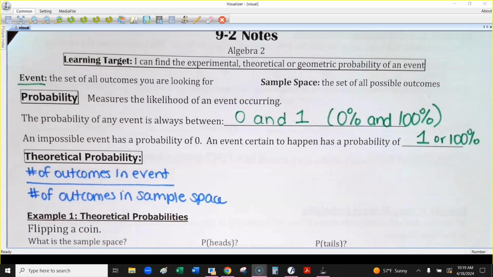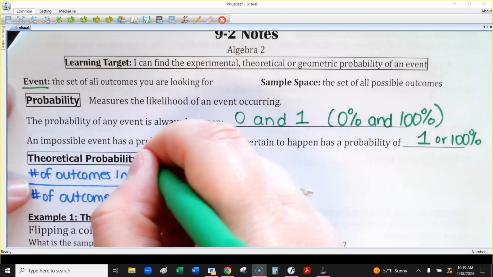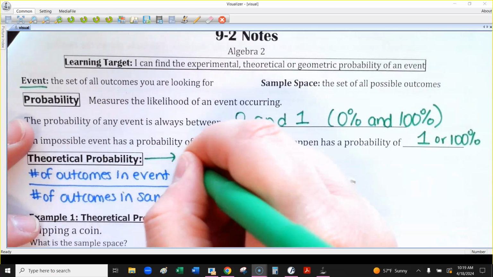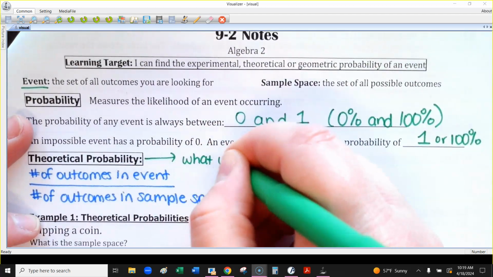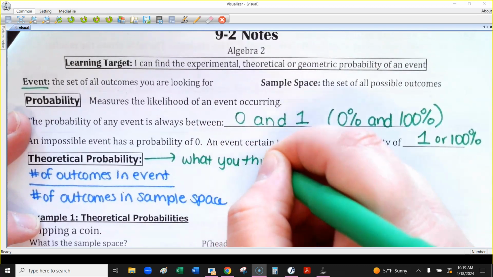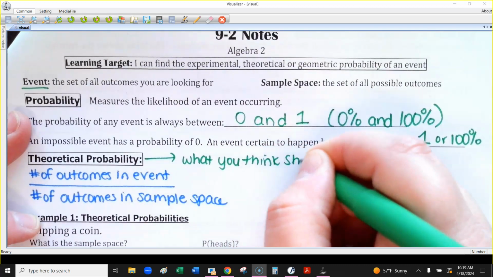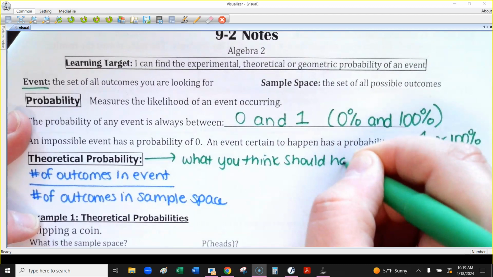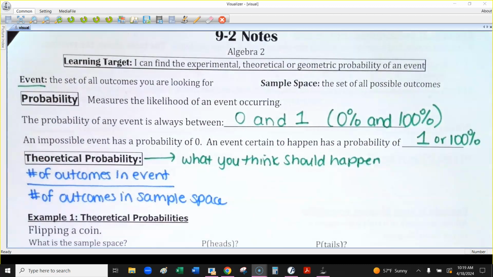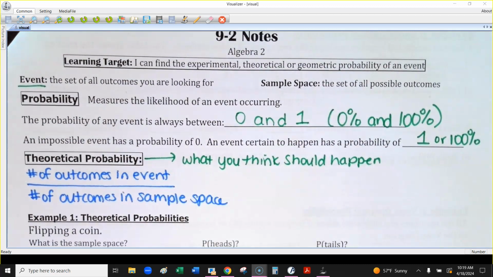Okay, now we're going to do 3 types of probability today. So we're going to do theoretical, experimental, and then at the end we're going to do geometric. So I'm going to start with theoretical probability. Theoretical probability is basically what you think should happen. Just like in theory, on paper, like what should happen if I do something.